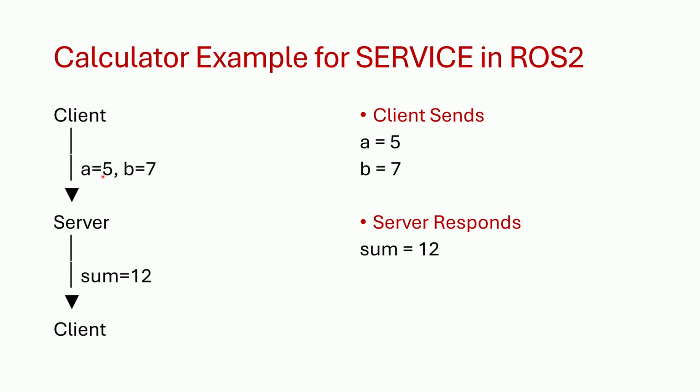Client will send the numbers. A is equal to 5, B is equal to 7, and it will be sent to the server. Server will perform the addition and give back the result to the client. So without wasting our time, let's program this step by step, line by line. We will do all the coding for it.